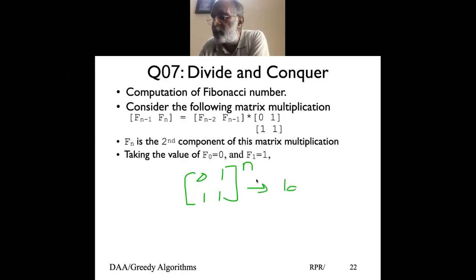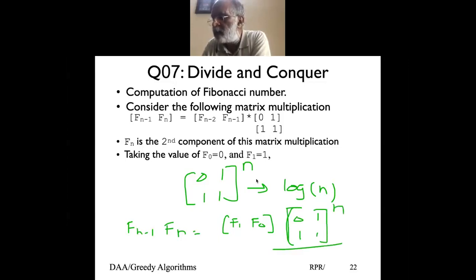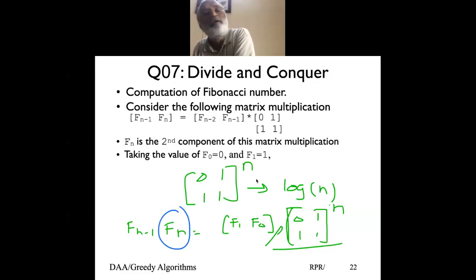We have already done the power computation. This computation can be done in log n time. As I compute this power, all I need is that Fn minus 1, Fn would be F1, F0 into 0, 1, 1, 1, power n. This matrix power n can be computed in log n time. One more multiplication, and then I can find this Fn. So this is how you can find Fn in logarithmic n time and not in normal n time. This is what the question was.